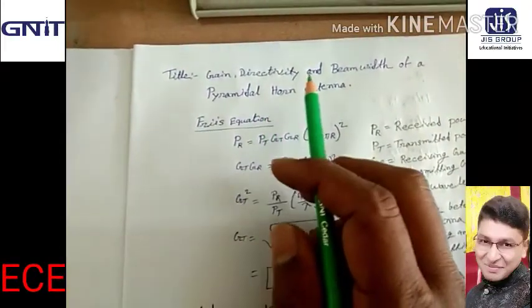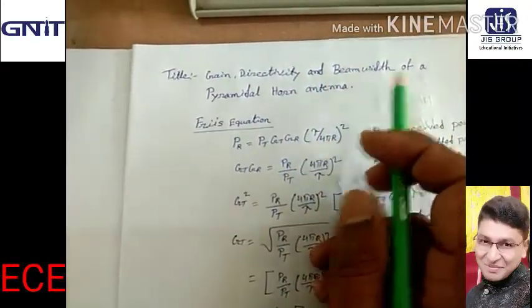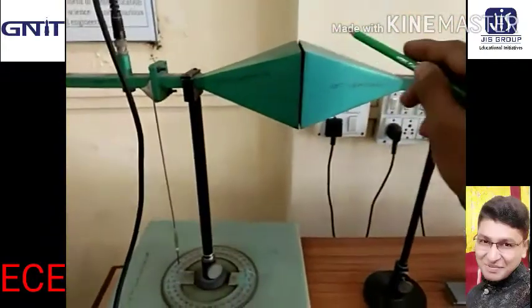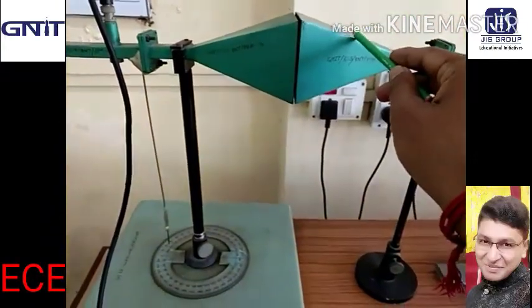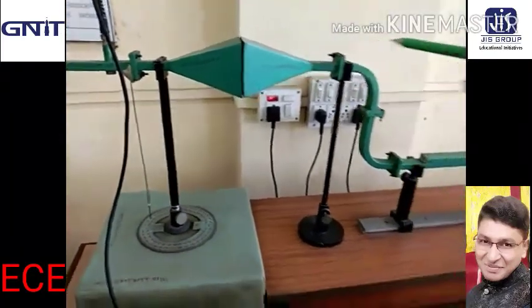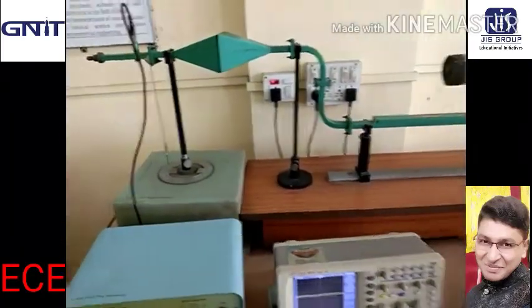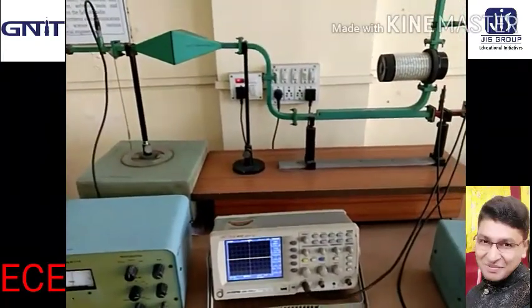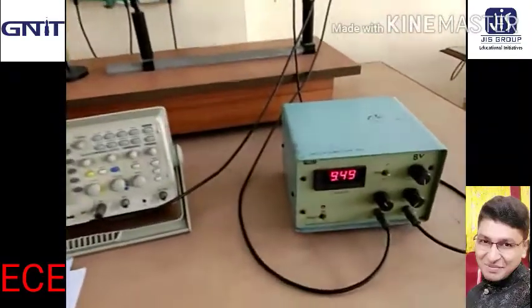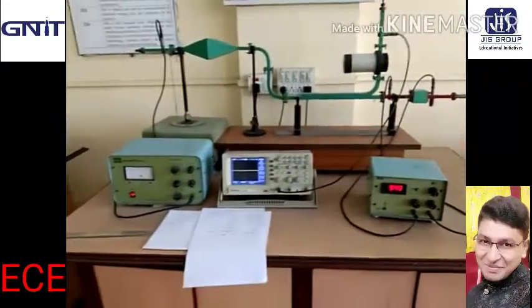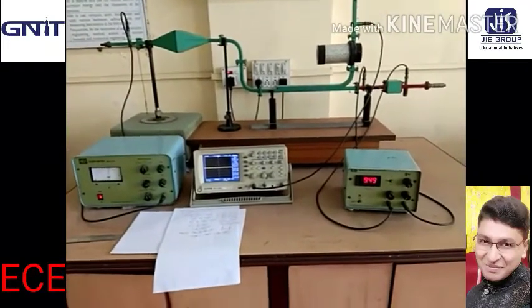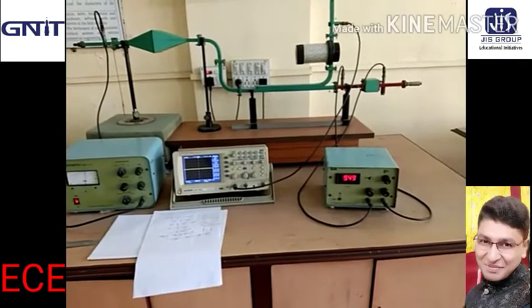Today's experiment is gain, directivity and beam width of a pyramidal horn antenna. This is our pyramidal horn antenna. This horn antenna is in the X-band frequency range. X-band frequency is 8.2 to 12.4 GHz. This setup is also called a microwave test bench setup using a Gunn oscillator.